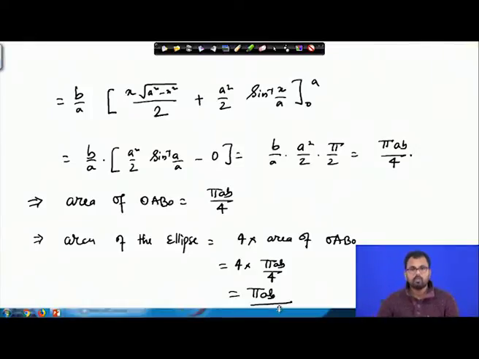So this is one such example where we can calculate the area of a function or of a given curve bounded between 2 points, and then we multiply it by 4, and that will give us the area of the entire portion bounded by that curve. So that's how we calculate the area of this plane region. Next we consider another example.